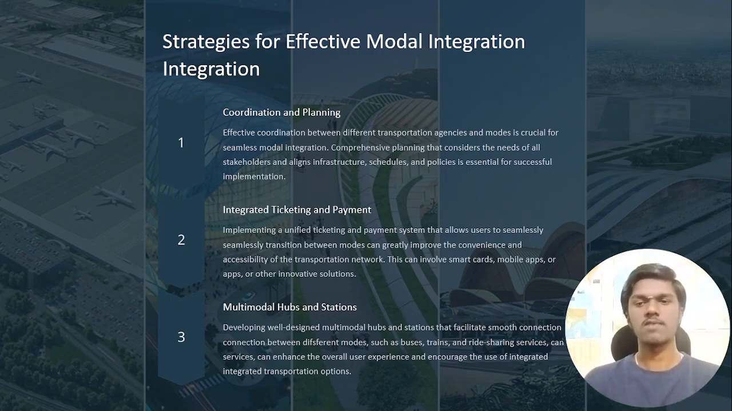What are the strategies for effective modal integration? So, coordination and planning. Effective coordination between different transportation agencies and modes is crucial for seamless modal integration. Comprehensive planning that considers the needs of all stakeholders and aligns infrastructure, schedules, and policies is essential for successful implementation.